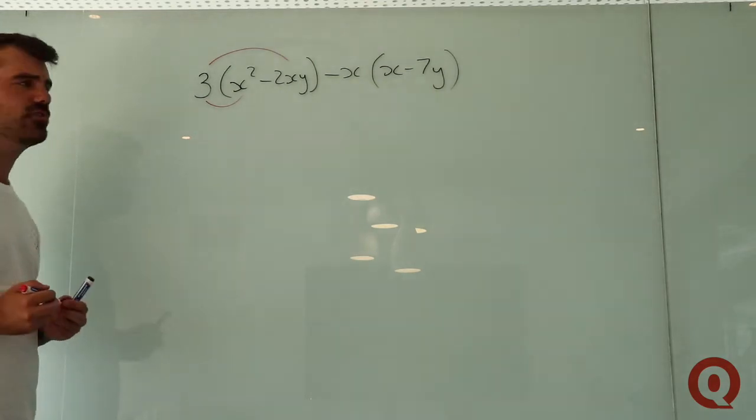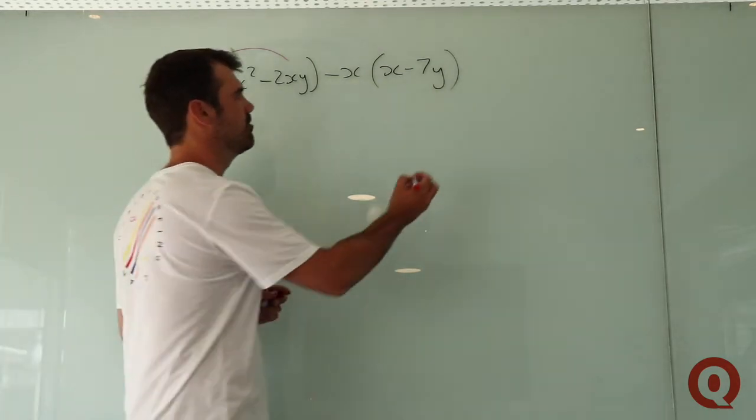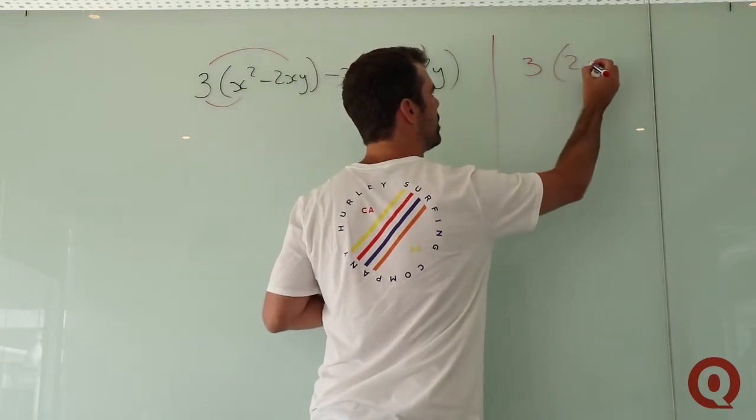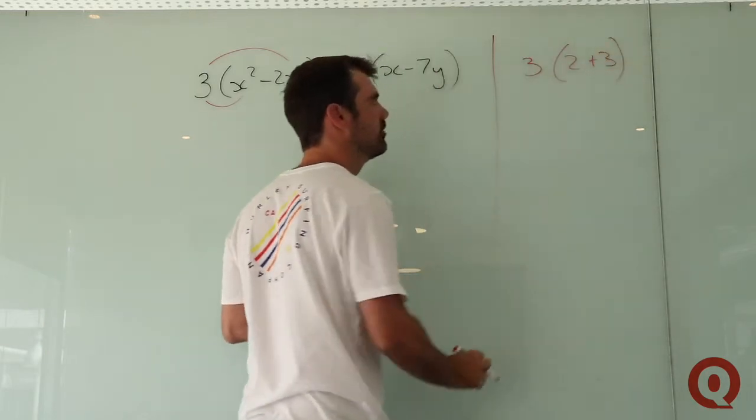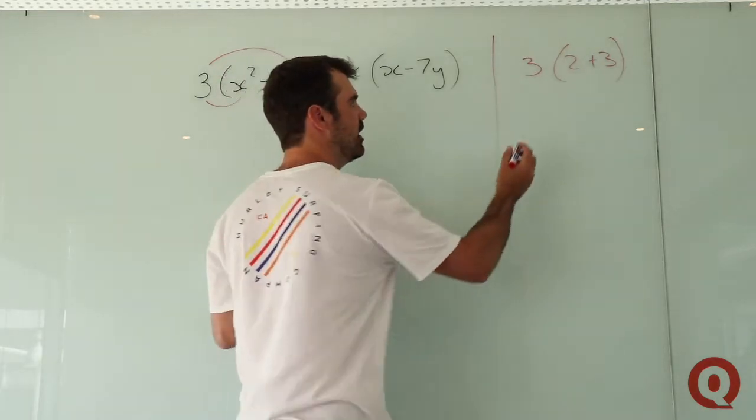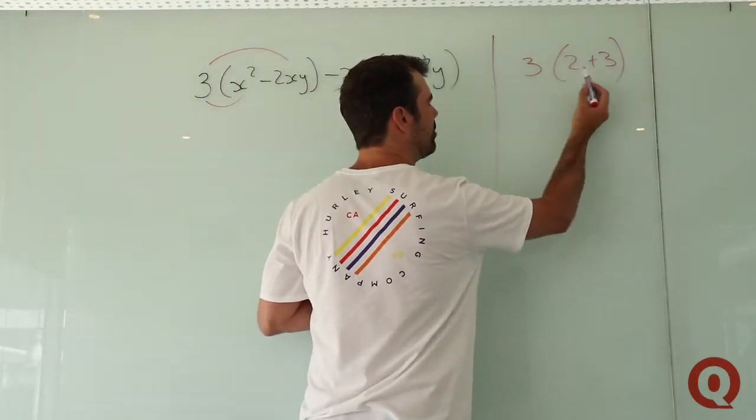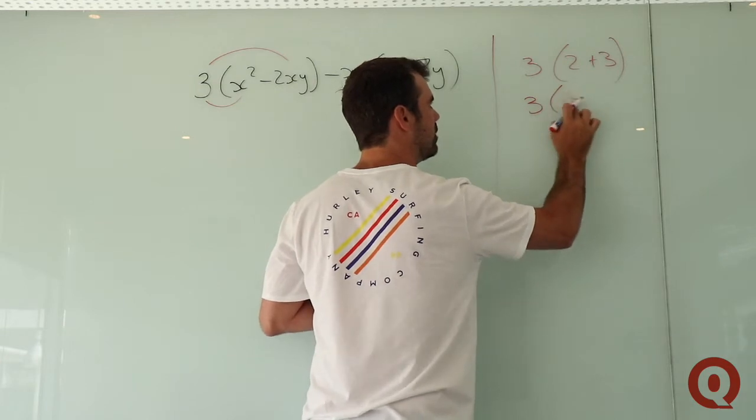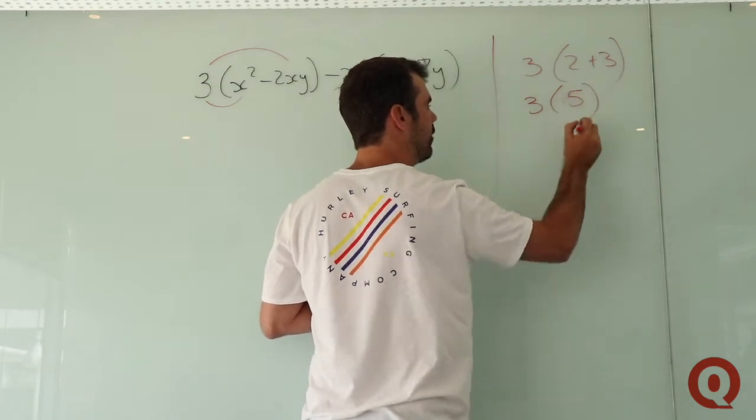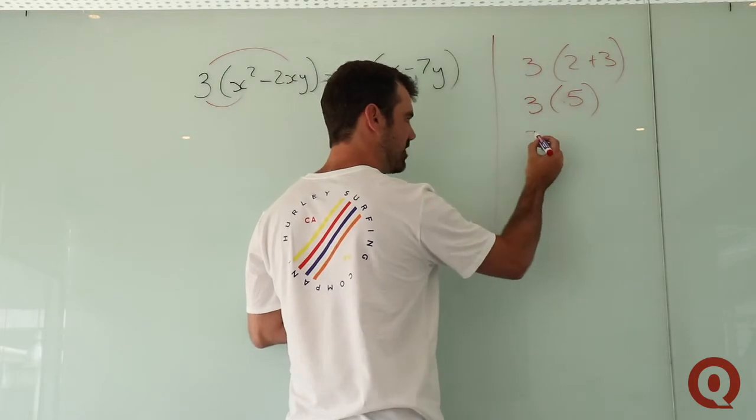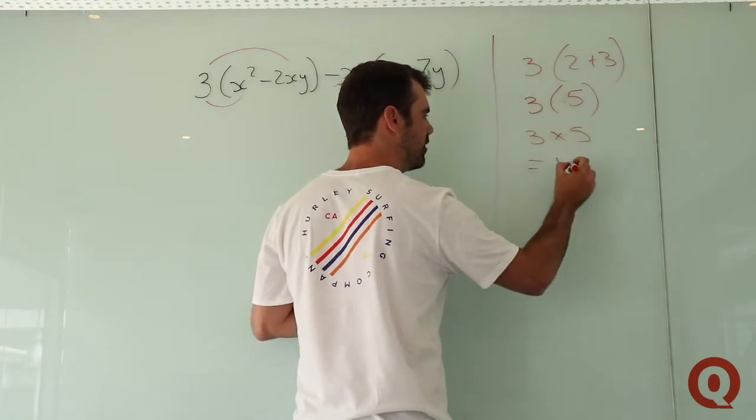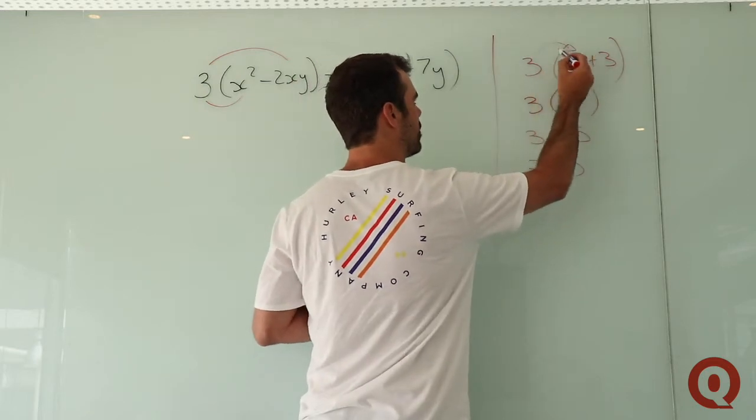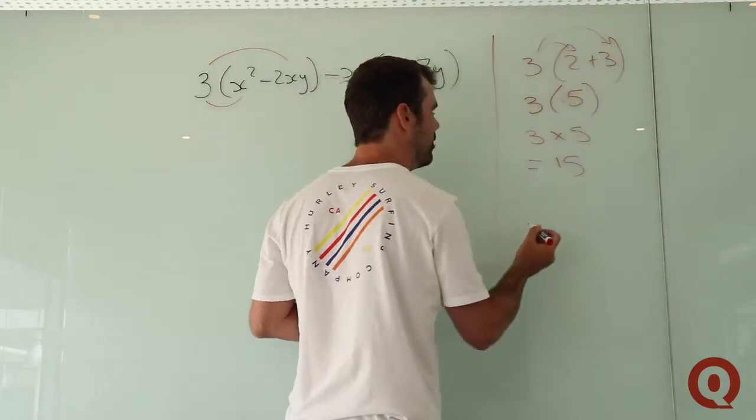For those of you who don't really understand that, if we simply use constants, say 3 bracket 2 plus 3, there are two ways I could do this. I could do 2 plus 3, so I can simplify that to 3 bracket 5, which means 3 times 5, which gives me 15.